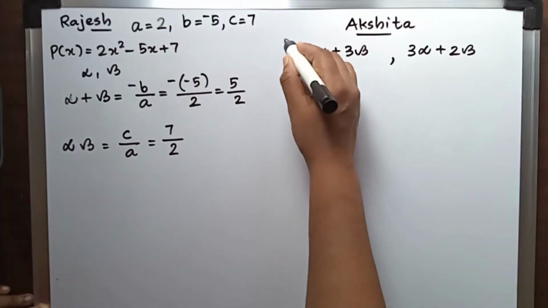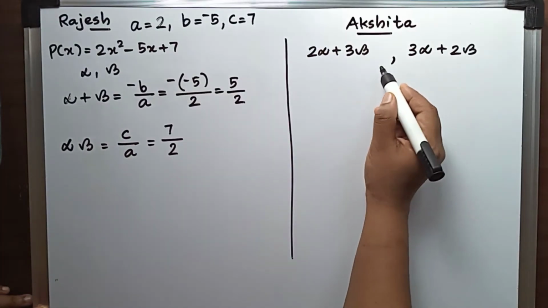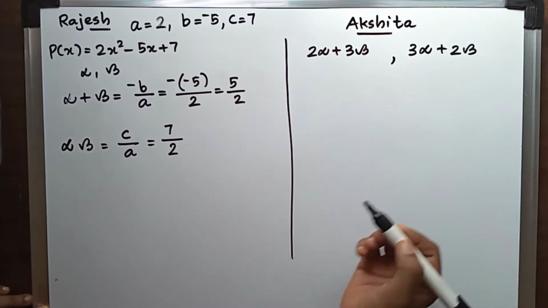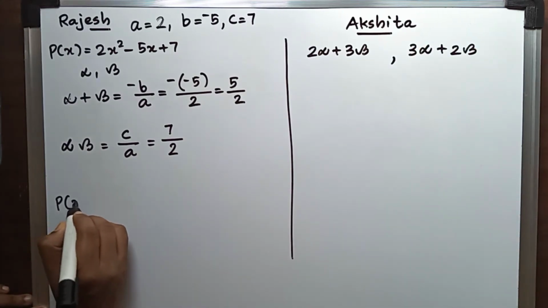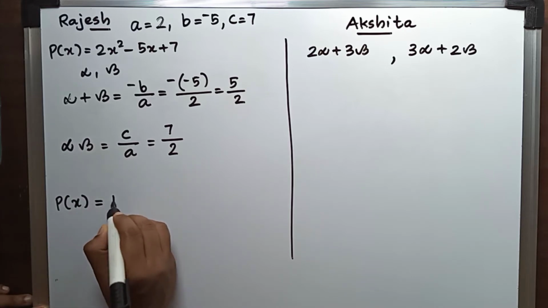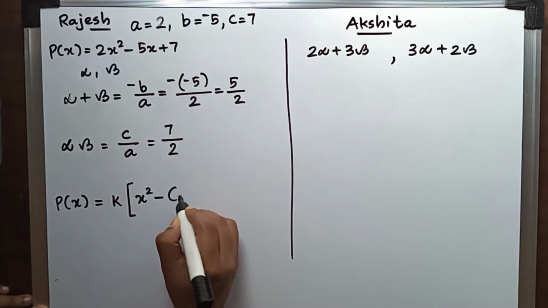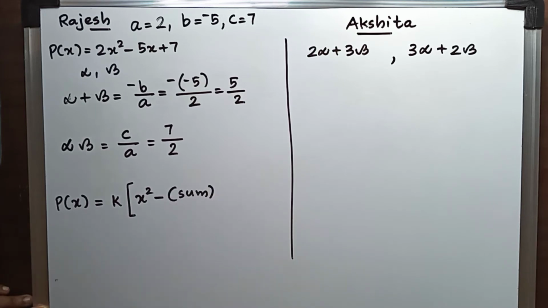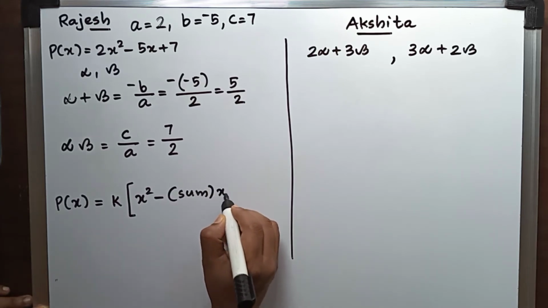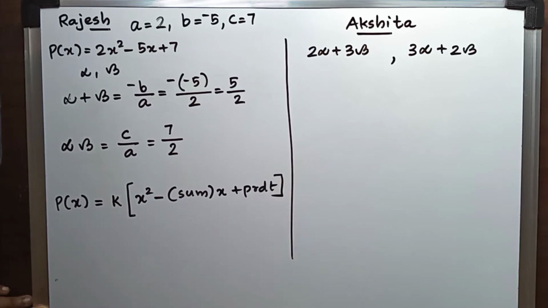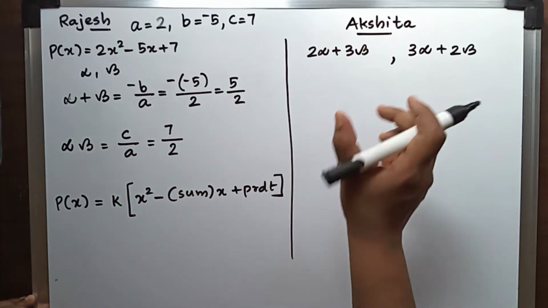And actually we have to find another polynomial which will represent the donation from Akshita. And we learned that a polynomial can also be represented like this: a constant k into x square minus sum of zeros of the polynomial into x plus product of zeros of the polynomial. Right? We have already learned it. So we are going to apply it here.